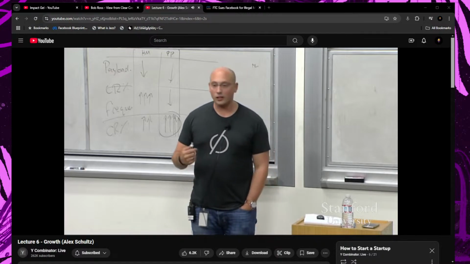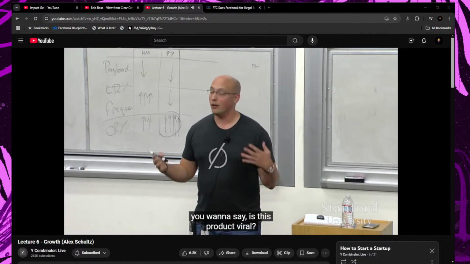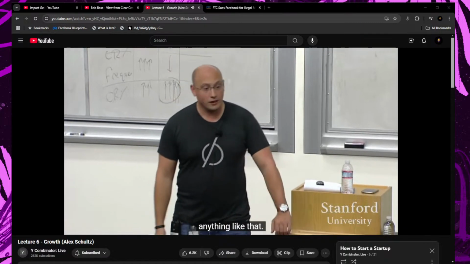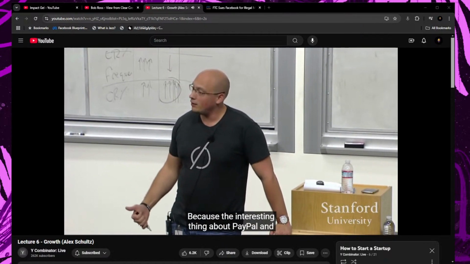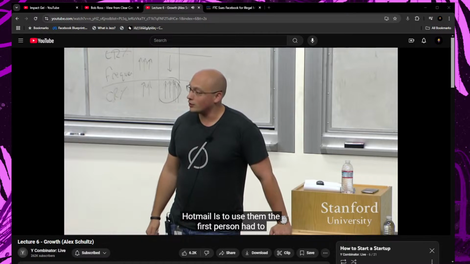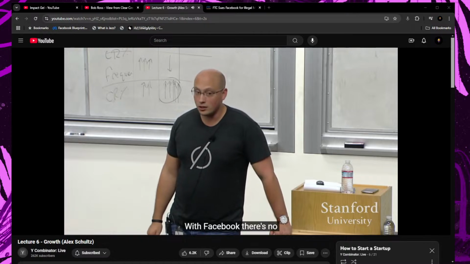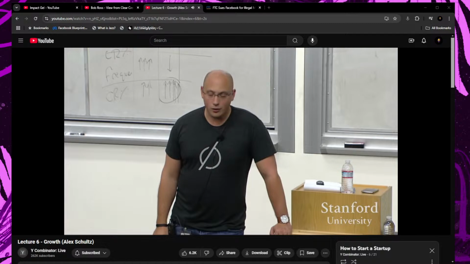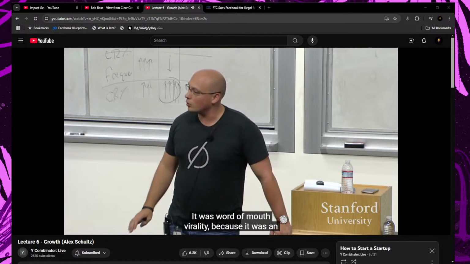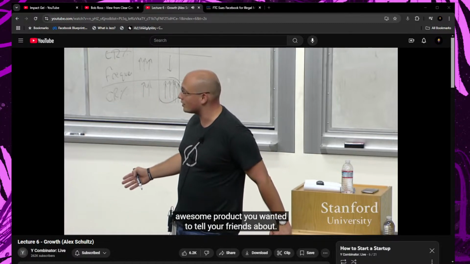Make sense? So this is a really good way to look at virality if you want to say, is this product viral? Facebook was not viral via email sharing or anything like that. Facebook was purely viral by word of mouth. Because the interesting thing about PayPal and Hotmail is to use them, the first person had to send an email to someone who wasn't on the service. With Facebook, there's no native way to contact people who aren't on the service. And everyone thinks of Facebook as a viral marketing success, and that's actually not how it grew. It was word of mouth virality because it was an awesome product you wanted to tell your friends about.